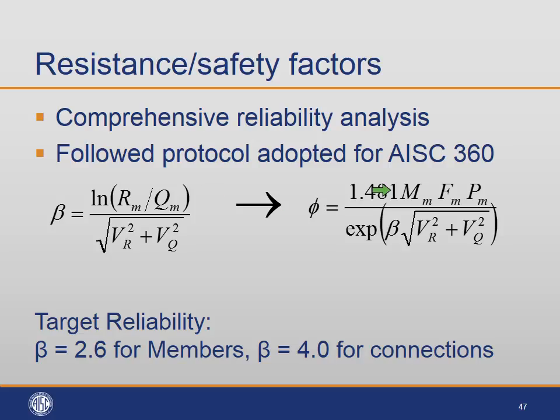You can see these symbols here. These are the random variables that reflect uncertainty in the material properties, that's M, in the geometrical properties, that's F, and P represents the uncertainties in the design assumptions.